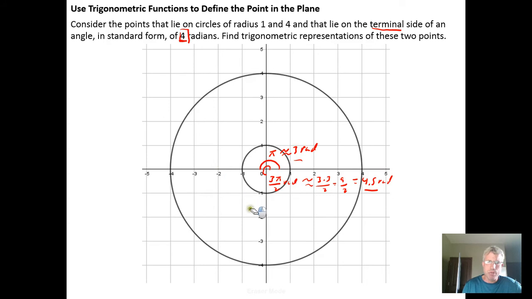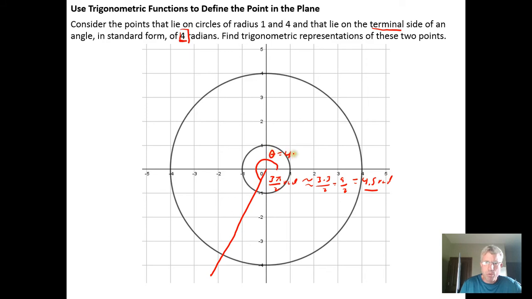So a 4 radian angle is going to be between here and here, but closer to 4.5 than it is to 3. So if we're trying to draw a rough sketch, we might draw something that looks like this. Here's a line coming down. We have an angle theta in standard form.